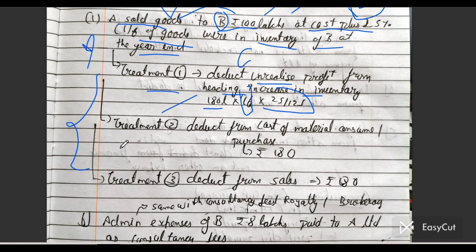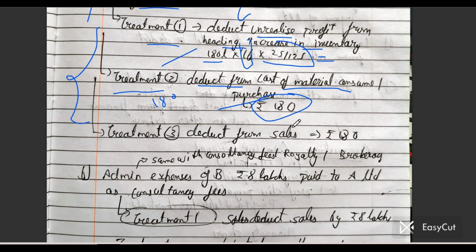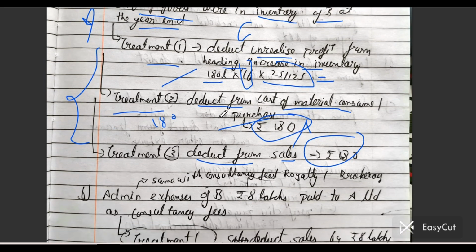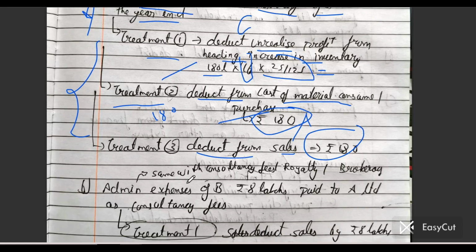Then treatment 2, you have to deduct from cost of material consumed or from purchases. At purchase, this will be 180 lakh. You have to deduct the whole 180 lakh. You don't have to deduct the unrealized profit from the purchase; you have to straightforwardly deduct from consolidated purchases the rupees 180 lakh. And third treatment, you have to deduct it from the sales, because this will be the sales of A, and this is an intercompany transaction, so you have to eliminate it from the sales.